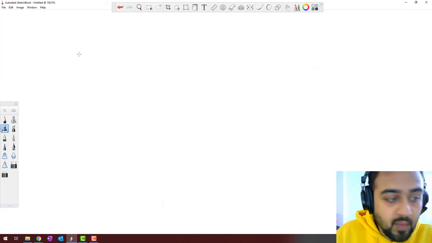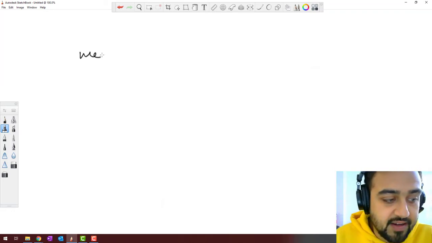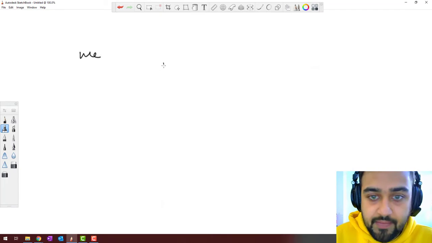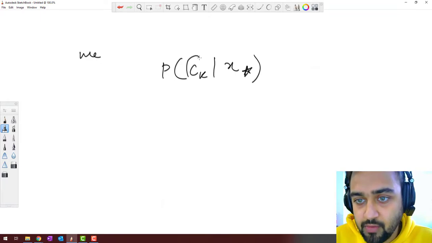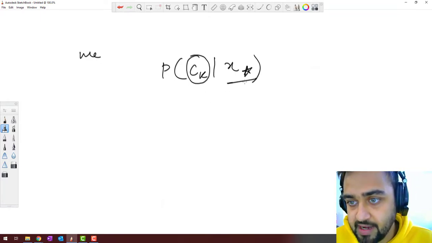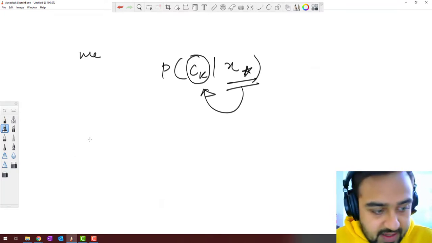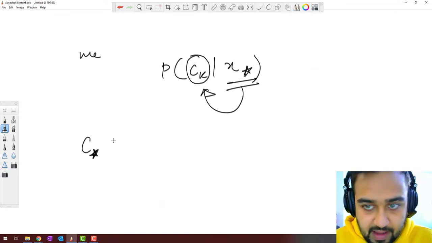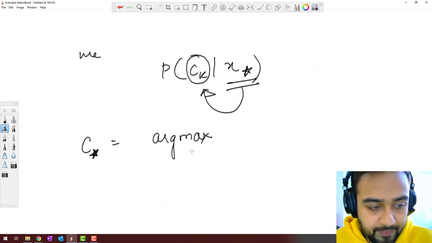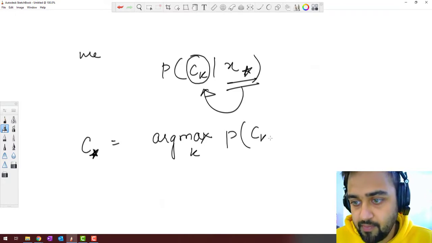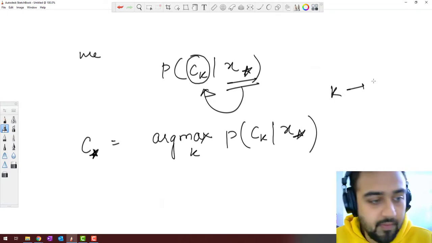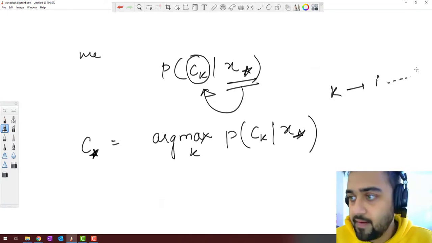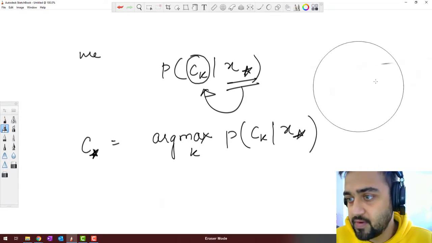We are most interested in the conditional probability distribution of a class given data, that is P of Ck given x star. We want to find the most probable class Ck given the data x star. That means for C star, we have to find argmax over k of P of Ck given x star, where k ranges from 1 to capital K. This is small k.